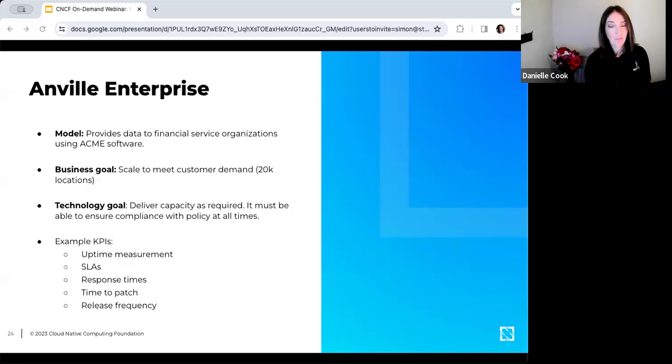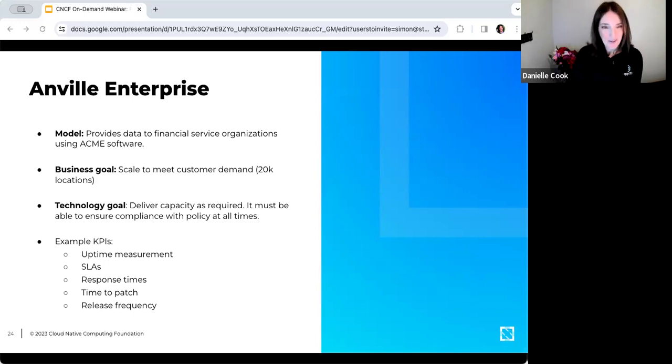So the next example is Anvil Enterprise. So Anvil is the organization that Acme is selling to. So in the maturity model, you can kind of see that. So Anvil is buying stuff from Acme, but likewise, what they're trying to do is they provide data to financial services organizations. So their business goal is that they need to meet customer demands, and their application, or their capabilities, must scale to meet and deliver services to 20,000 locations. So they are going to be completely focused on, is my customer getting what they need from me? Can we scale to meet their demand?